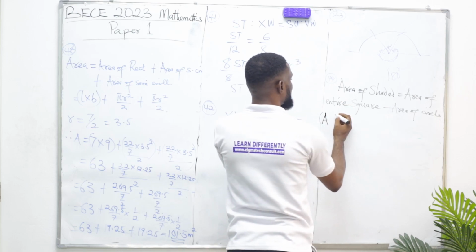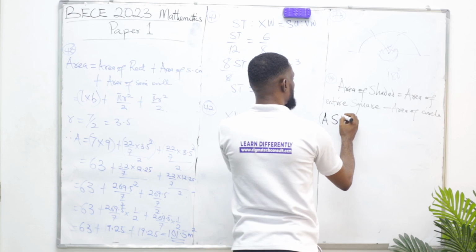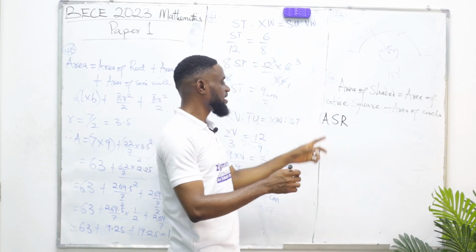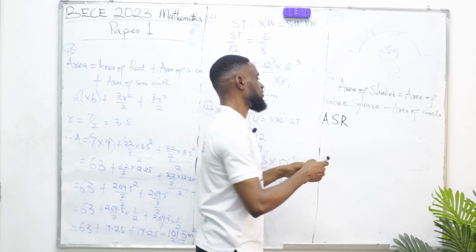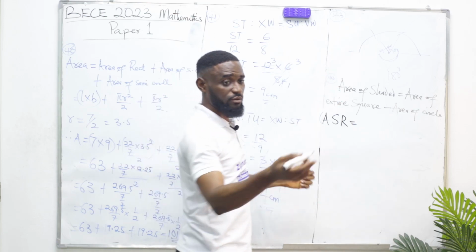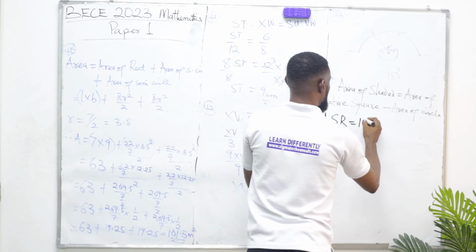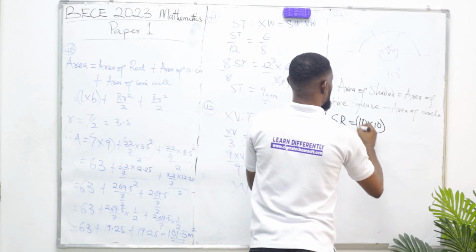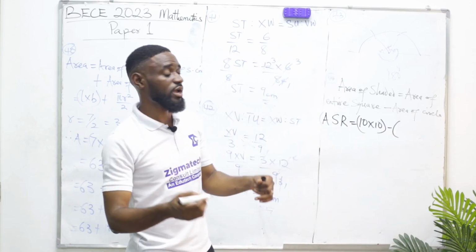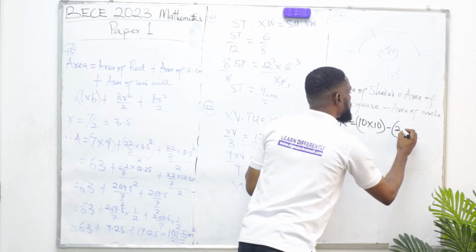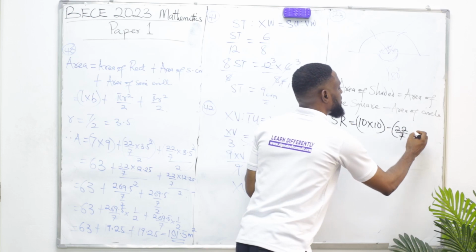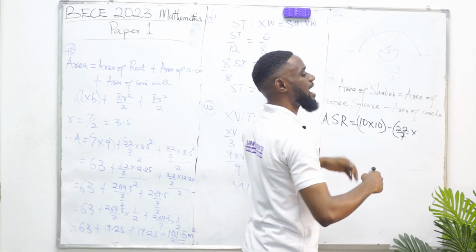So what that will mean is that the area of just the shaded region, so ASR, permit me to use that, is area of shaded region, is equal to the area of the entire square, which is 10 times 10, minus the area of the circle. What is the area of a circle? Pi r squared. So it's 22 over 7 times r squared.